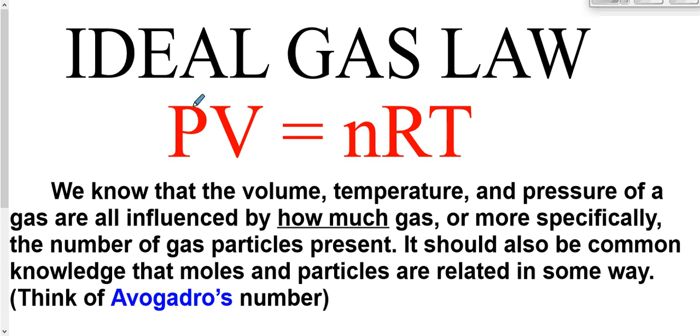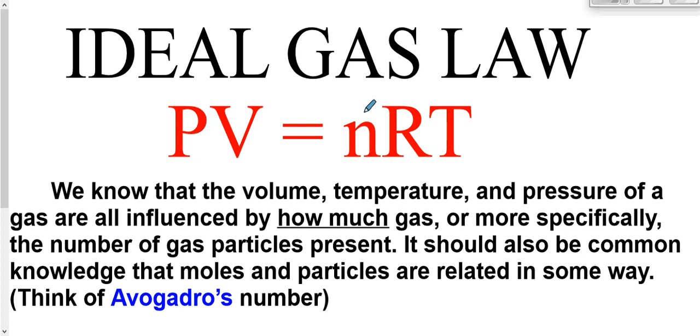P is still going to be pressure, and V will be volume. We recognize this already. T is still temperature, but we have two new variables here. We have N and R. Now, N talks about the number of moles of gas that we put in the container, how much we put in there.